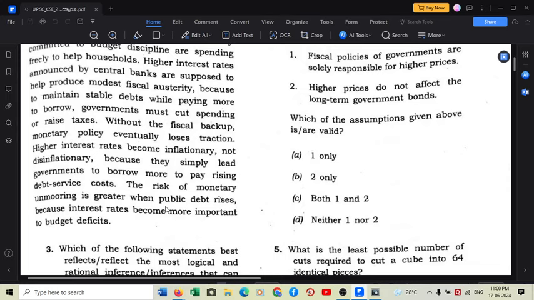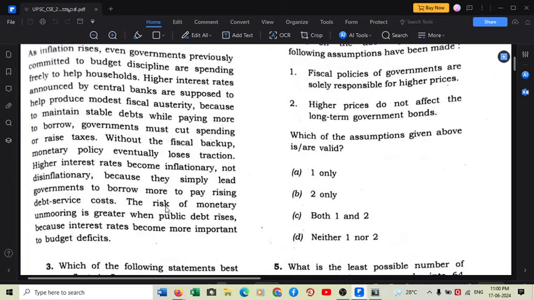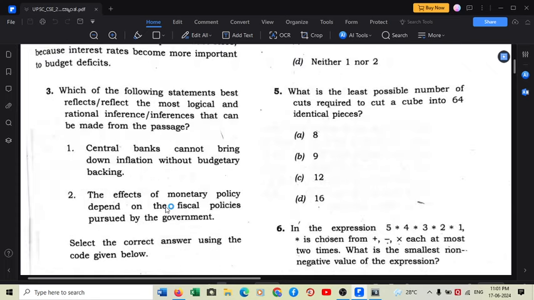Now see, again they are trying to confuse. So in this question, the author is not talking about whether higher prices are impacting government bonds or not. Higher prices might impact government bonds, but in this passage we are not concerned with government bonds. There is an indirect linkage, but the passage is not referring to government bonds, and we have to strictly adhere to what is written in the passage, so 2 is also ruled out. So 1 and 2 both are wrong in this case. So both assumptions are wrong. So the answer is D, neither 1 nor 2.